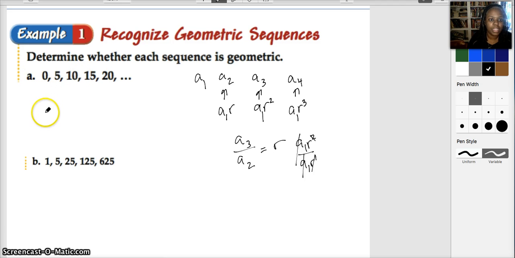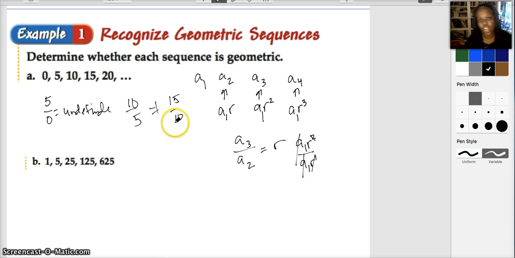And so when I put the 5 over the 0, I get an undefined statement. Already that's letting me know that this is not going to be a geometric sequence. And then 10 over 5 is not equal to 15 over 10. Since that's not consistent, I know I don't have a geometric sequence. So this is not a geometric sequence. In fact, this is an arithmetic sequence because we're starting with a number and consistently having what we call a common difference, not a common ratio, if you remember that from chapter 4.